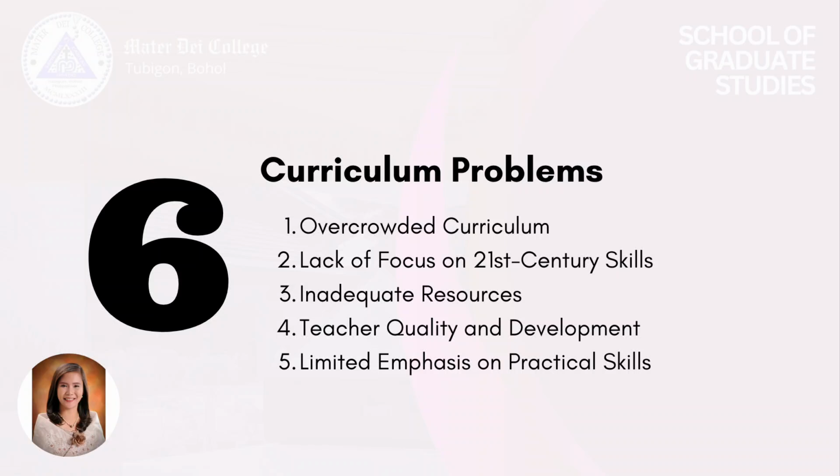So the schools don't emphasize skills like critical thinking, problem solving, collaboration, communication, which I think are essential for success in today's world. Third is inadequate resources. So inadequate resources, here the students need books, technologies, labs, and other resources to learn effectively. Fourth is teacher quality and development. So here, teachers need to be well trained and supported to be effective.